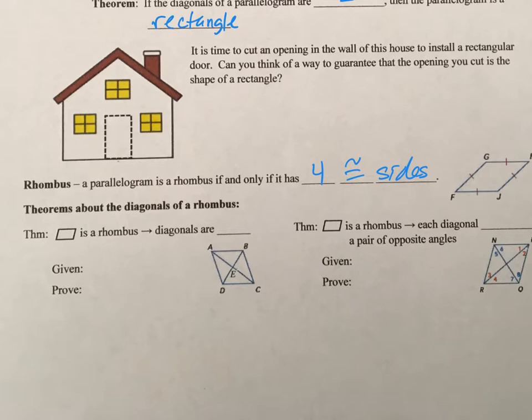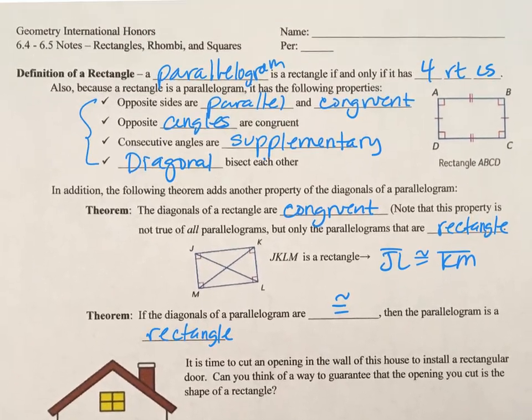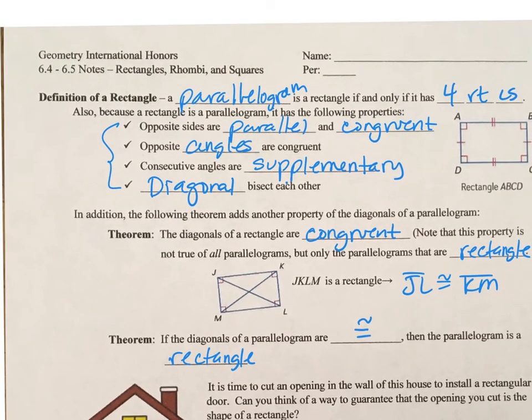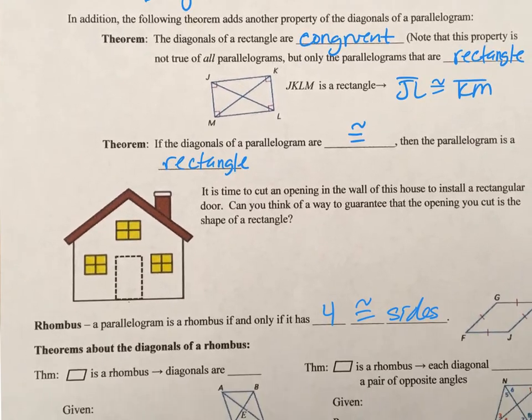Now, since a rhombus is a parallelogram, that means that all the properties that pertain to a parallelogram would pertain to a rhombus. So as you look at this list, since a rhombus is a parallelogram, that means its opposite sides are parallel and congruent, opposite angles are congruent, consecutive angles are supplementary, and diagonals bisect each other. So all of those things would be true of a rhombus since a rhombus is a parallelogram.